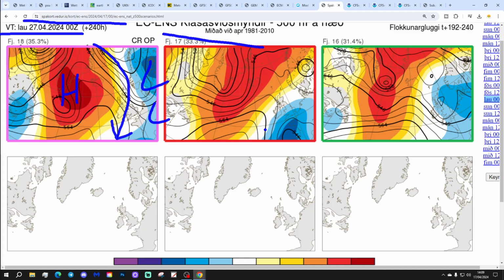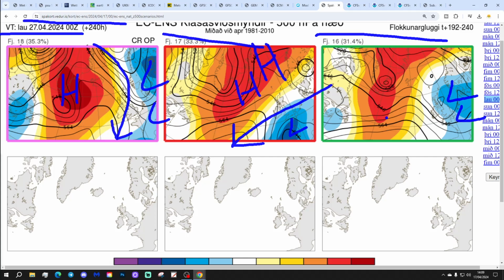We have 17 members of the ECM ensembles with high pressure, again blocking to the north and northwest, and rather deeper low pressure to the south, and that brings in perhaps a rather stronger easterly type flow. A little bit more unsettled, a little bit wetter maybe for southern regions with that 17, and then 16 with rather deep low pressure to our east, high pressure away to the west. Again, winds coming in from quite a cold northerly or northeasterly direction.